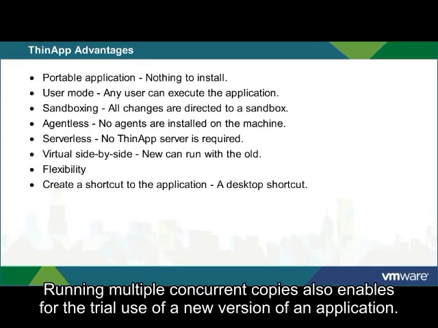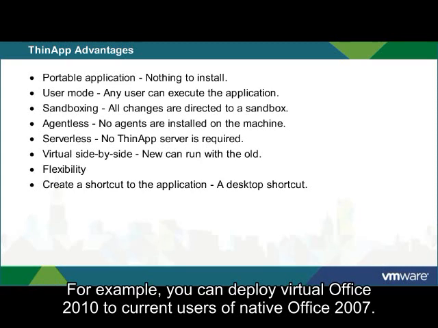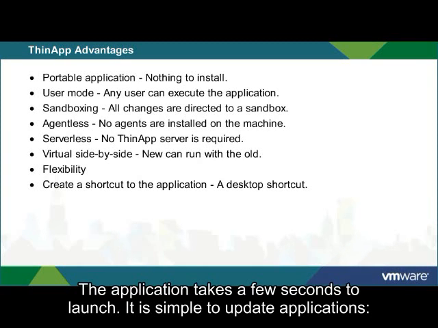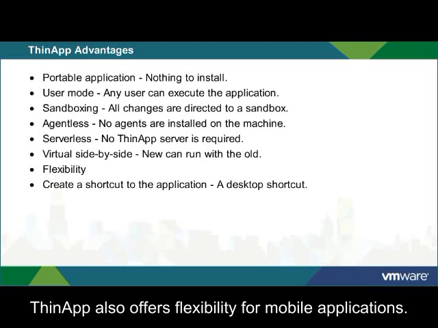Running multiple concurrent copies also enables for the trial use of a new version of an application. ThinApp offers you the flexibility to enable users to test if application upgrades are meeting their needs. For example, you can deploy virtual Office 2010 to current users of native Office 2007. You can create a shortcut to the application and put that on the desktop. The application takes a few seconds to launch. It is simple to update applications. The same shortcut can point to the new version of the virtual application, which has been switched behind the scenes.